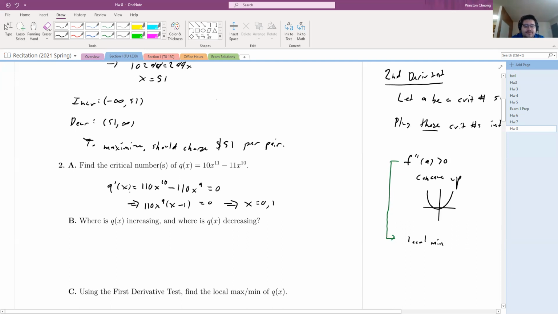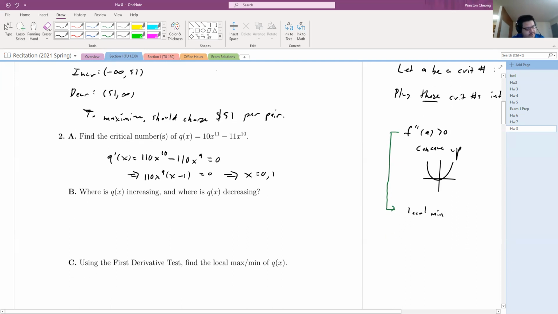And you can check that it's defined everywhere. So this one is not the problem where that matters. I think that's the next one. Yeah, it is the next one. All right, so we found the critical numbers. Next, where is it increasing? Where is it decreasing?